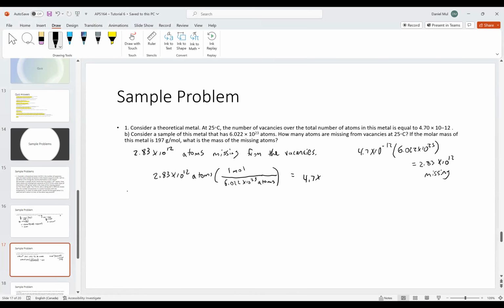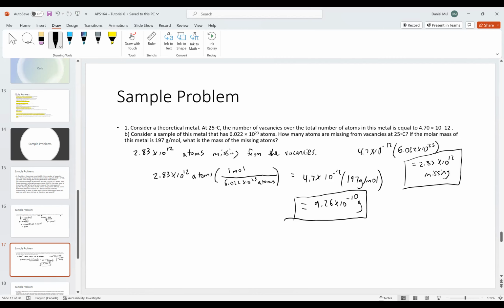4.7 times 10 to the minus 12 times 197 grams per mole. And then that should give you 9.26 times 10 to the minus 10 grams. So that's the mass of the missing atoms. And then this is how many atoms are missing.